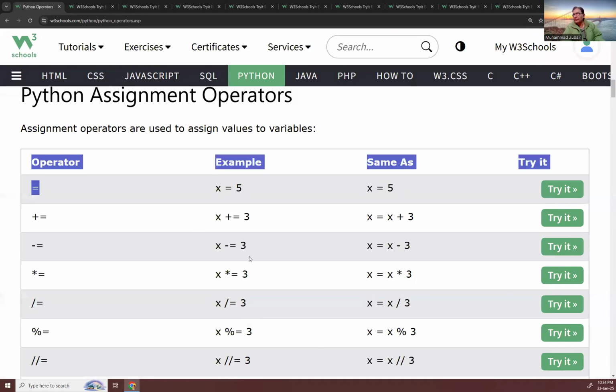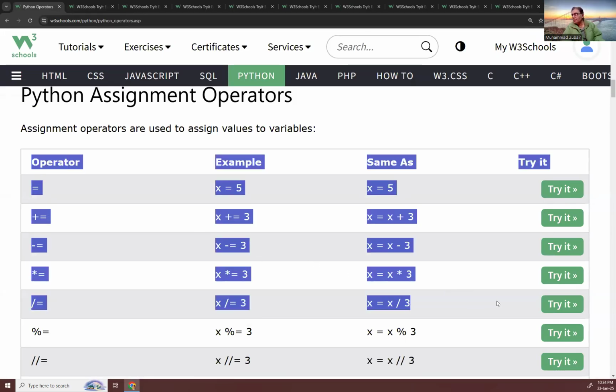So here we are discussing that we can do addition work in Python, we can do subtraction work in Python, we can do multiplication work in Python, and we can do division work in Python. Yes, we can do so many things.